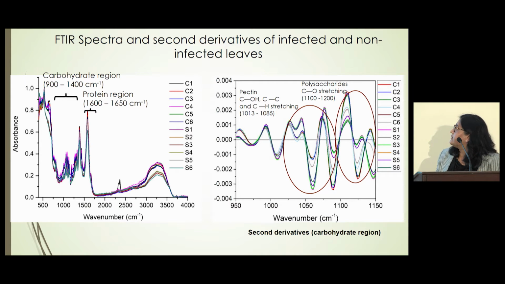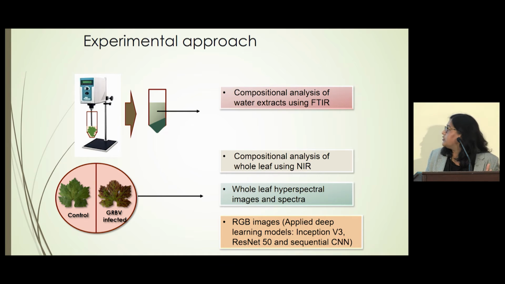So we got that infected and non-infected leaves have very different carbohydrate profiles. There are huge differences in the polysaccharides and other monosaccharides in the infected and non-infected leaves. And this includes the CO stretching band, which definitely gives information about the glycosidic linkage, and the glycosidic linkage is one of the markers for the polysaccharide.